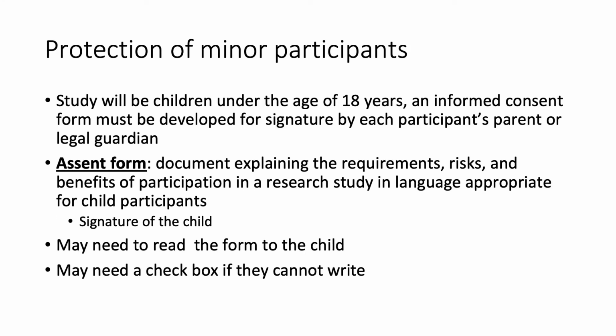Whenever you're conducting a study with children under the age of 18 years, an informed consent form must be developed for signature by each participant's parent or legal guardian. Additionally, a separate form called the assent form must be developed for signature by each child participant. This assent form is a document explaining the requirements, the risks, and the benefits of participation in a research study in language appropriate for child participants. Depending on the age range of the child participants, the language may need to be further simplified so that they can read it.